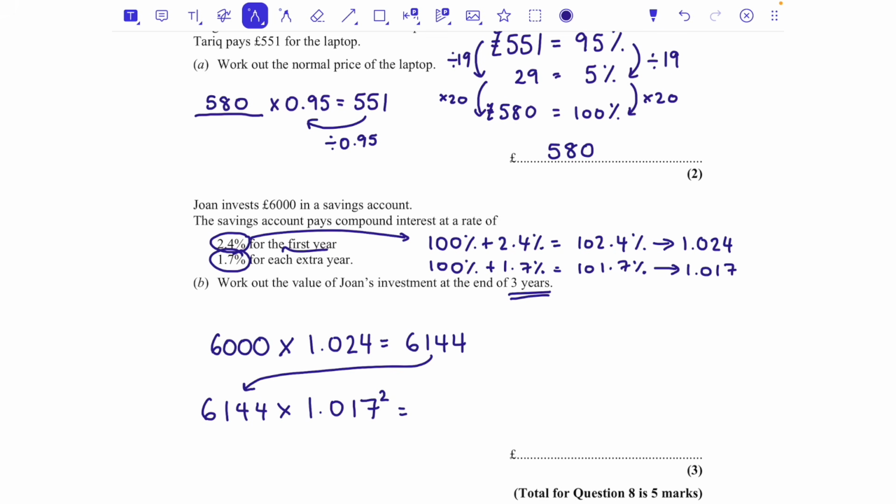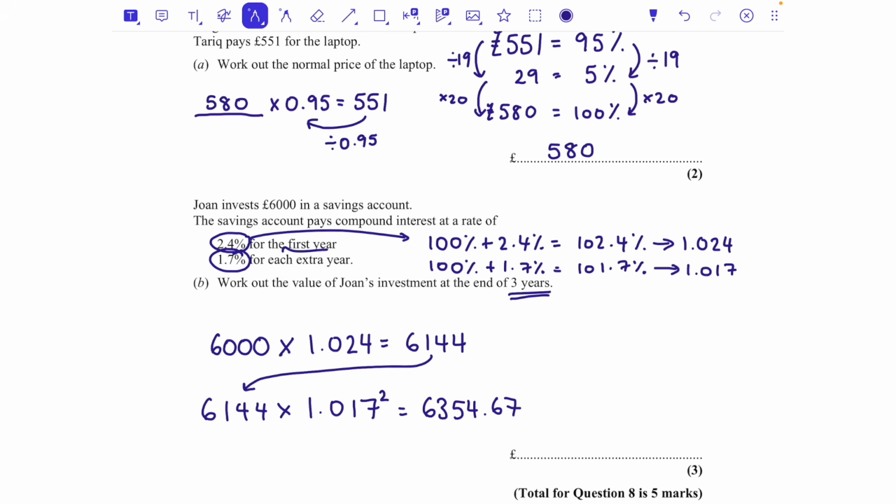So take my answer, times it by 1.017 to the power of 2, and that is £6,354.67. It goes on more than that, but I've just rounded it to 2 decimal places because it's money that we're dealing with, so we want to make sure we round it to 2 decimal places.